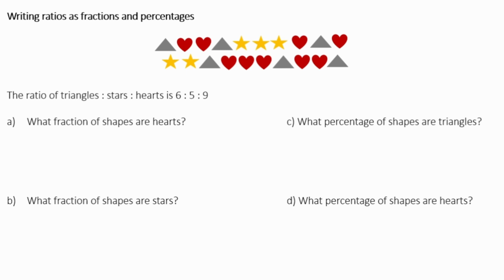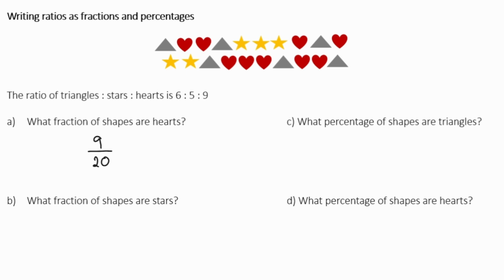So if we want to write a ratio as a fraction, we need to write the number of hearts, which is 9, over the total number of shapes. So 6 plus 5 plus 9 gives us 20, so we have 20 shapes altogether, and the fraction of shapes that are hearts is 9 over 20.